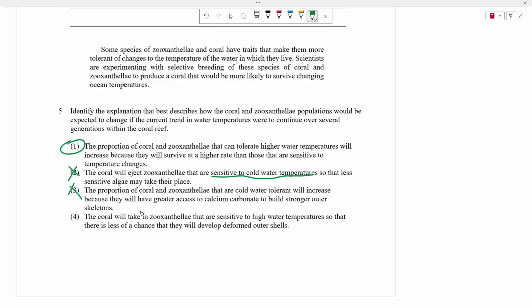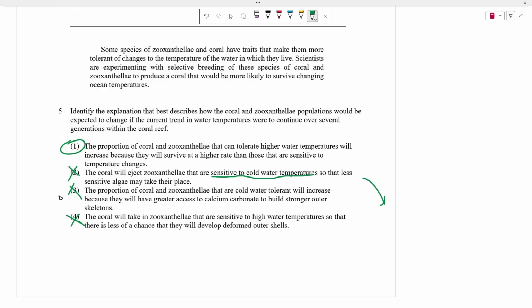And choice 4 is wrong because the coral will take in zooxanthellae that are sensitive to high water temperatures. That's false, right? The zooxanthellae is already inside of the coral. They can't take in zooxanthellae, right? They're already inside of the coral. So that's the first reason why it's wrong. The second reason is that the coral doesn't take in the zooxanthellae. The algae or the zooxanthellae can select the coral that they live on.